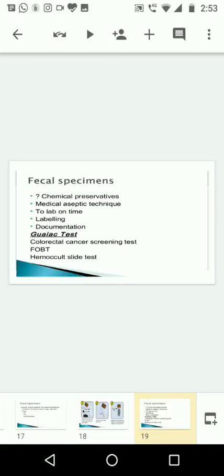And the Gaiac test is used to identify or diagnose colorectal cancer, or for screening. It is a screening test, or hemoccult slide test.